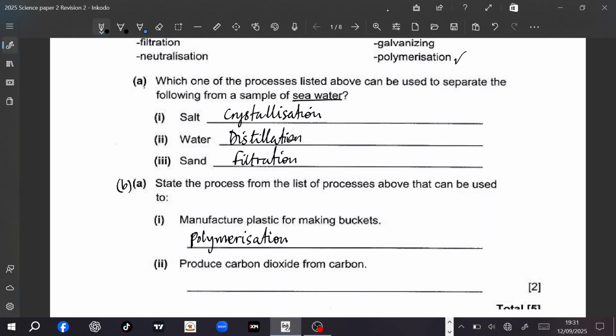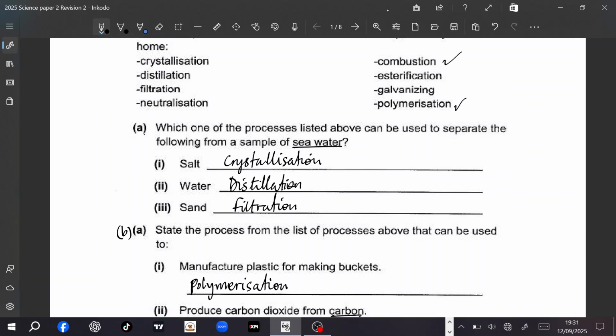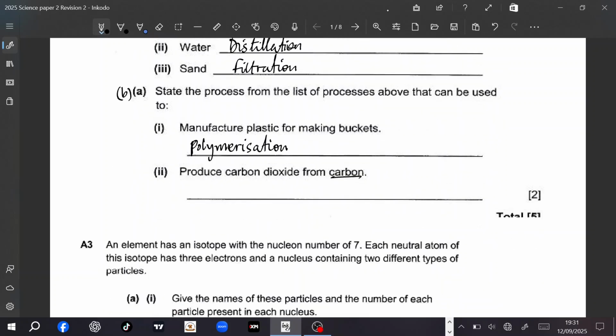Then they're saying, produce carbon dioxide from carbon. For you to produce carbon dioxide from carbon, carbon must undergo combustion. It must burn in oxygen. So the process here is actually combustion. So in our answering, we can say combustion.